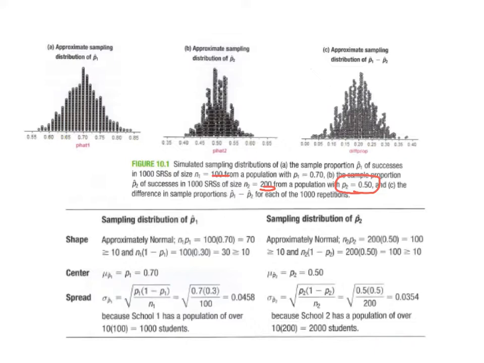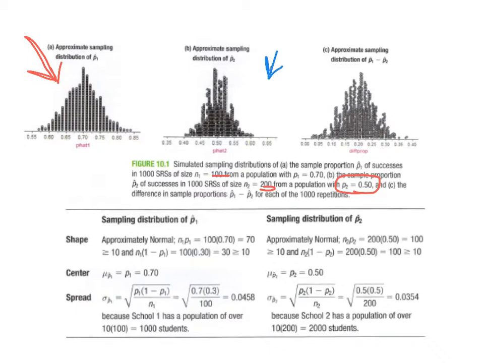And remember, these are sampling distributions. So what we have on each one of them, like here in graph A, are 1,000 different samples. They took 1,000 different samples of 100 people from this school, and they used software to get an approximate sampling distribution of P hat 1. They did the same thing for P hat 2.